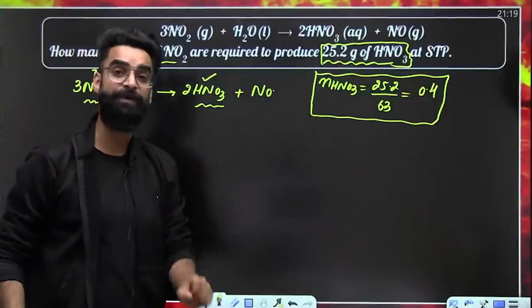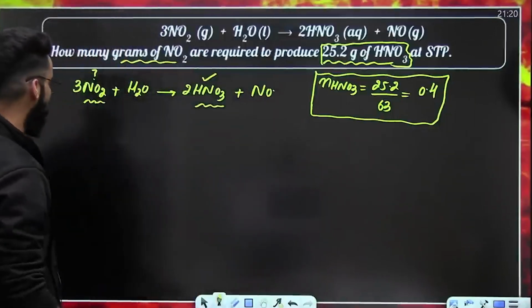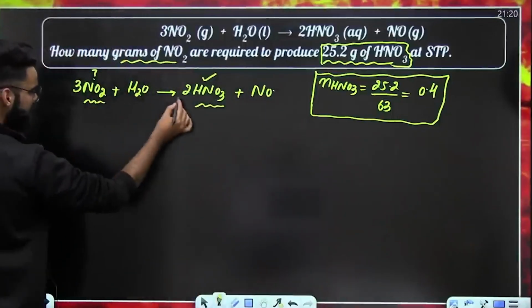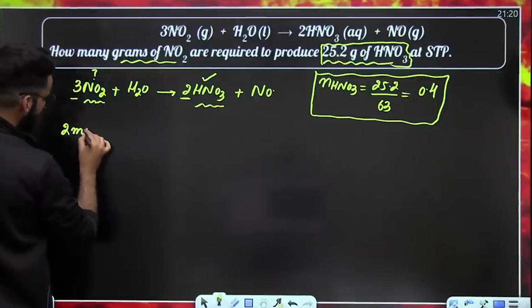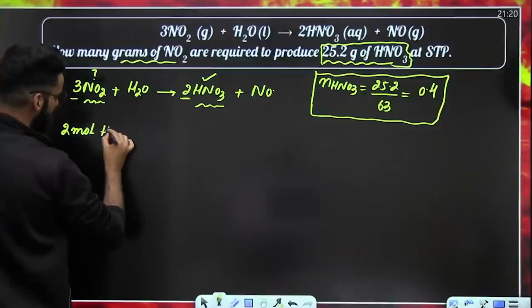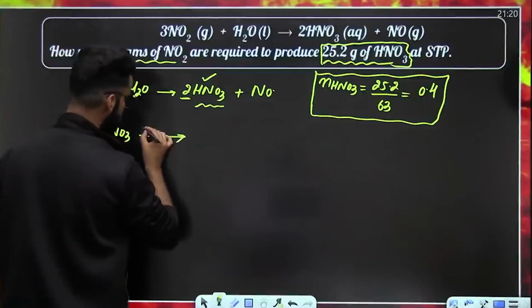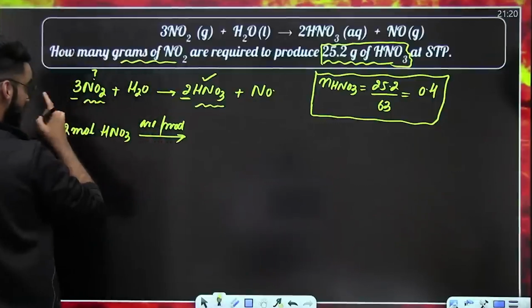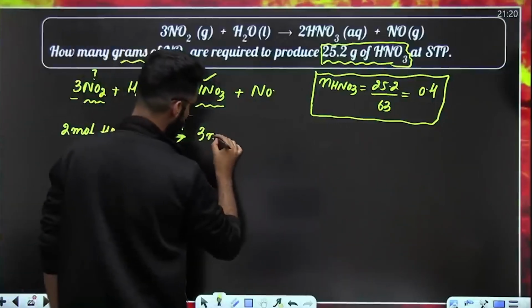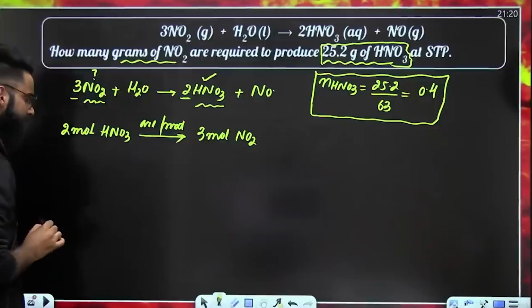And the one whose data is to be calculated always has to be on the right side of the equation. So what will I write? I'll be using these stoichiometry coefficients. As per the stoichiometry, 2 moles of HNO3 are produced from 3 moles of NO2, right?